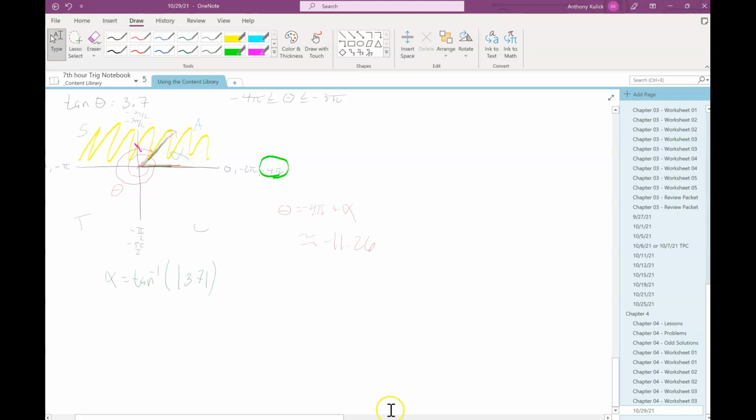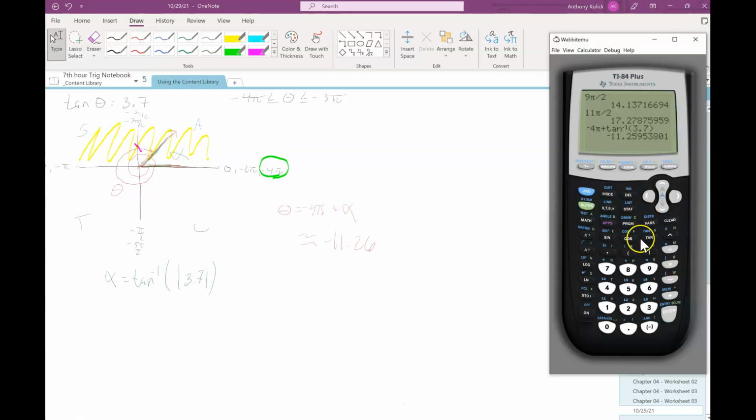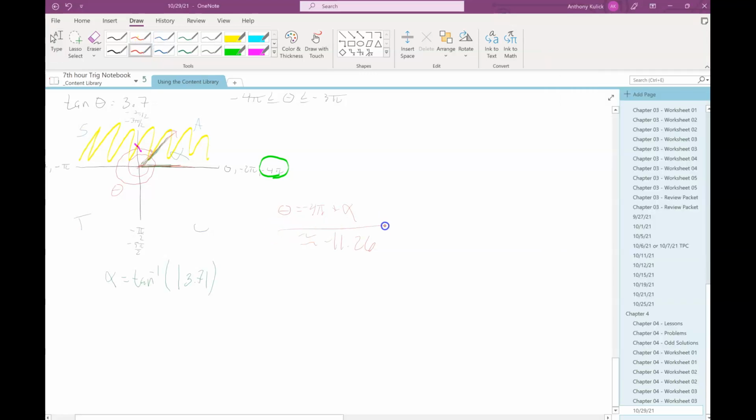Again, if I want to check this, tangent of that value is 3.7. That's good. Negative 4 pi should be less than that, which it is. And negative 3 pi should be bigger than that, which it is. So we are done. Okay?